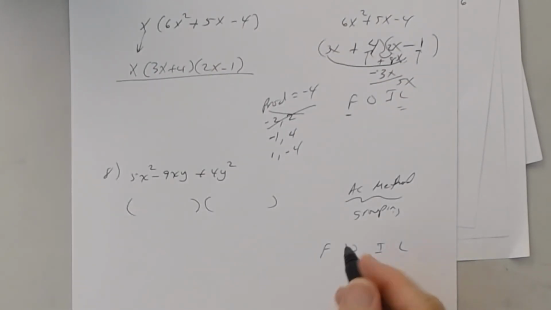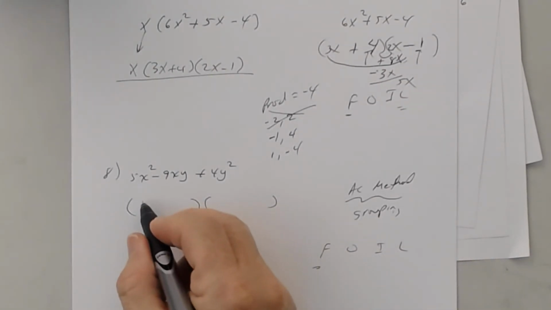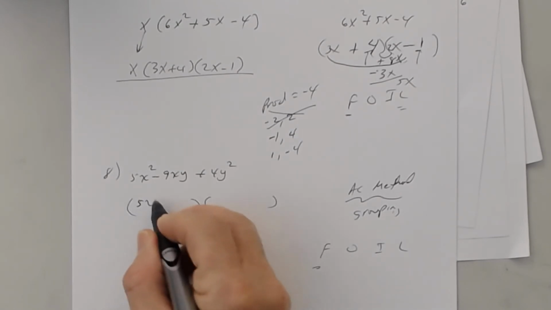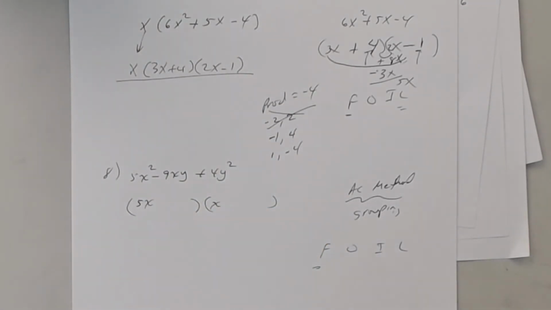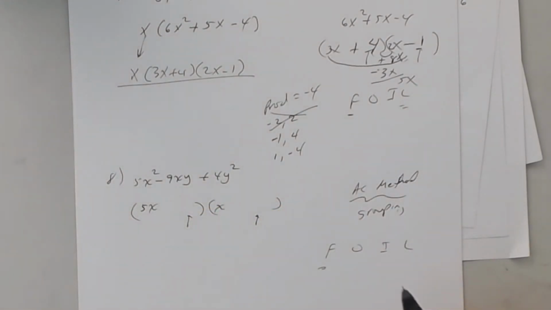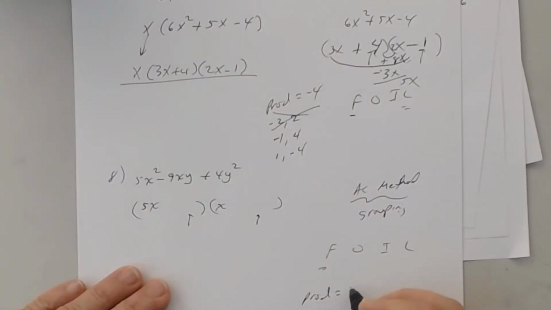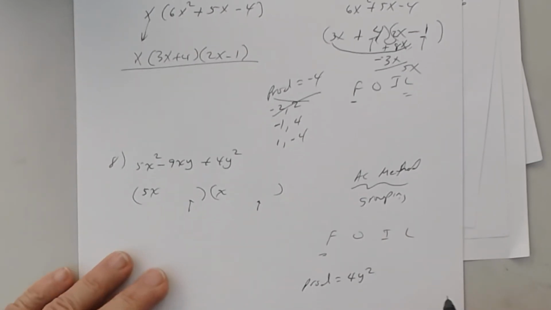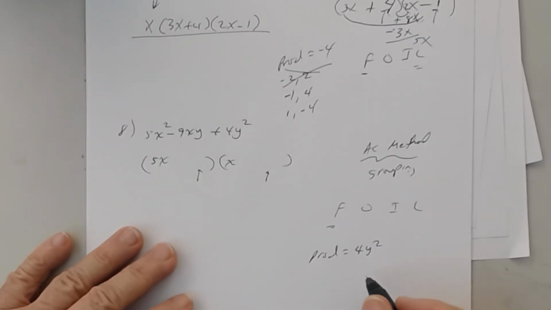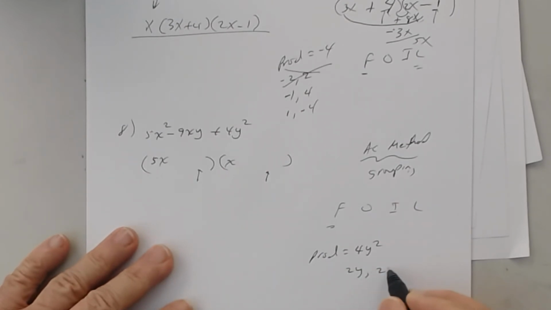FOIL. The first part's easy. What's that going to be? Because 5 is prime, it's going to be 5x and x, right? Now, let's do the last. I need the product to be 4y squared, correct? There's only a couple of possibilities. There's 2y and 2y, 1y and 4y. But don't forget the negatives as well: negative 2y, negative 2y, negative 1y, negative 4y.